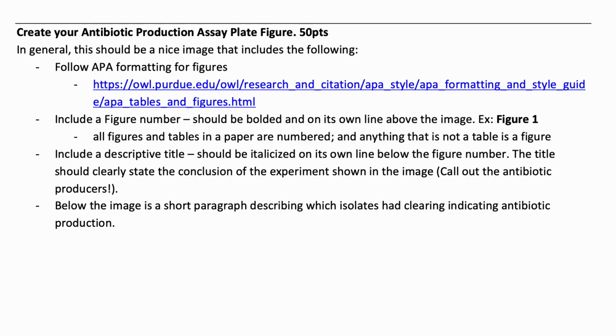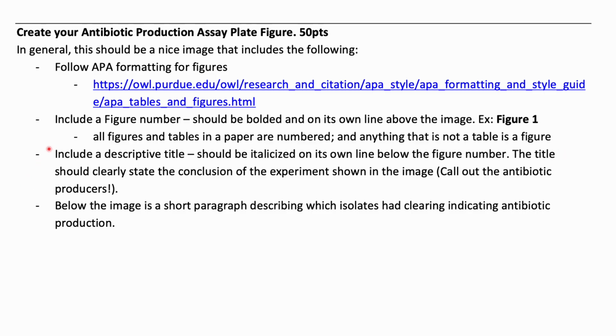So you want to follow the APA formatting for figures. I've linked the OWL-Per2 website right here. You must include a figure number. It should be on its own line above the image. Should say figure 1. All figures and tables in the paper are numbered. Anything that's not a table is a figure. So I don't want to see image or any other word other than figure or table. So this should be a figure because this is a figure assignment.